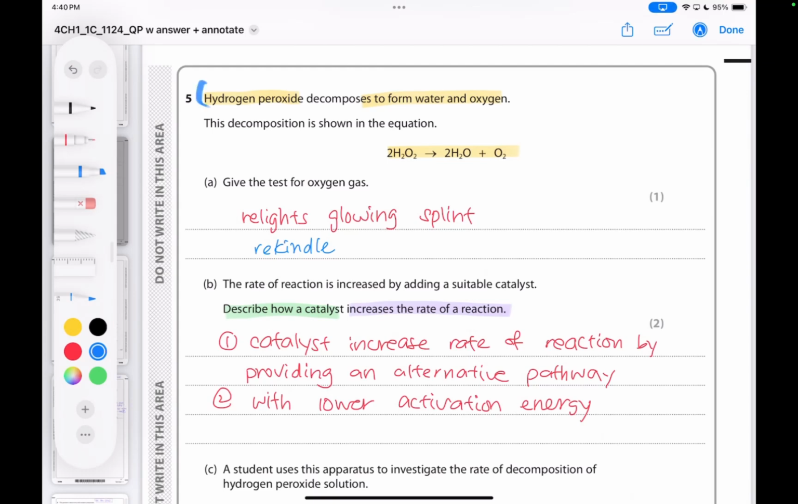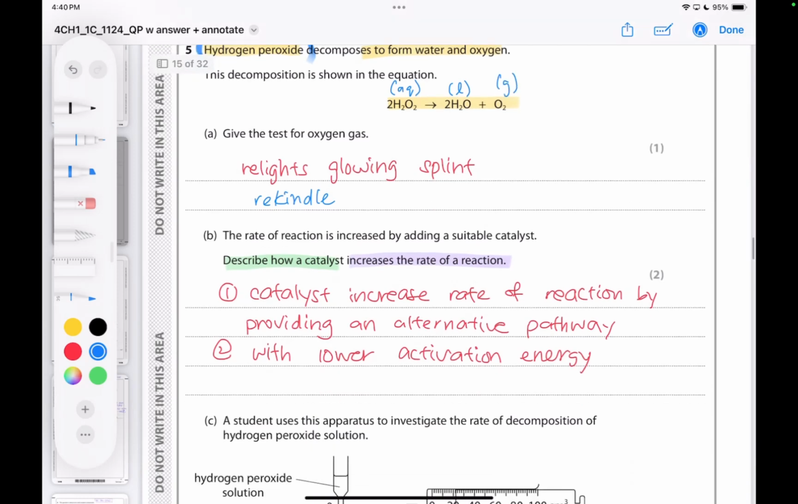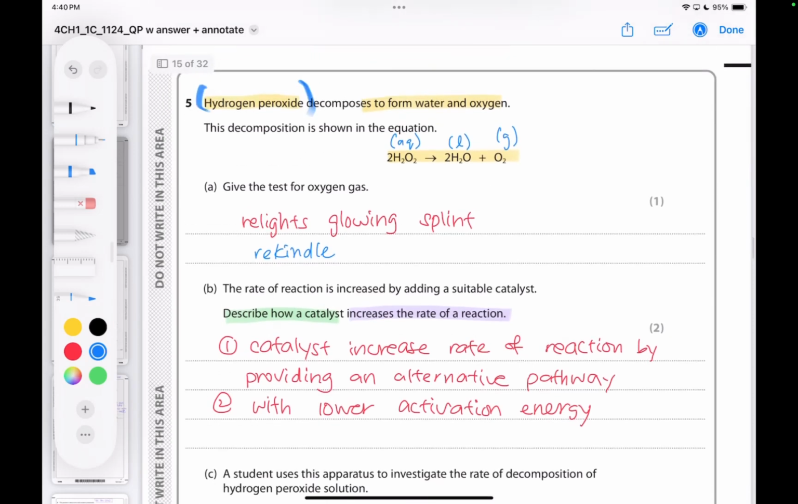Now hydrogen peroxide is a solution, so it's going to be aqueous, all right, and water is going to be liquid, and oxygen is going to be g. Okay, so take note of that. And then the first question given to us is: give the test for oxygen gas. For oxygen, we use a glowing splint, so take note of that.